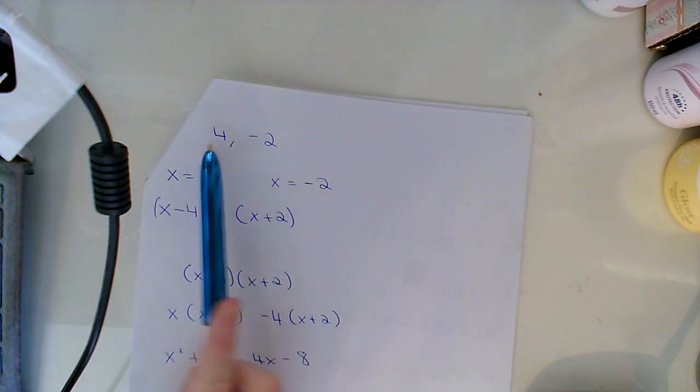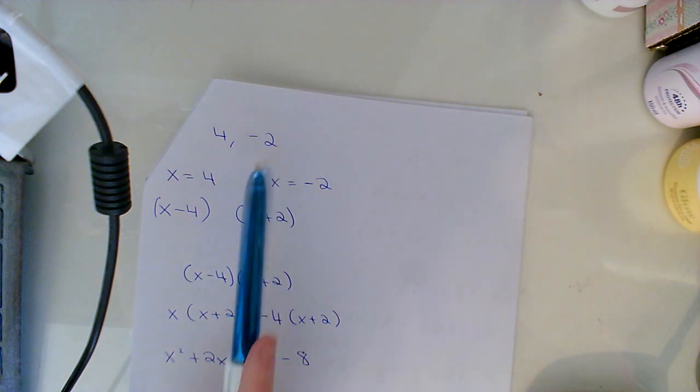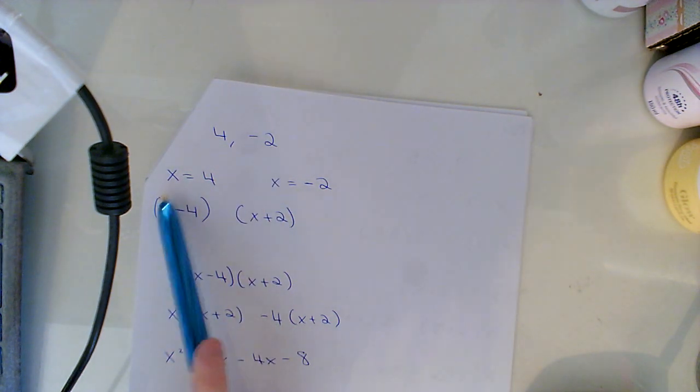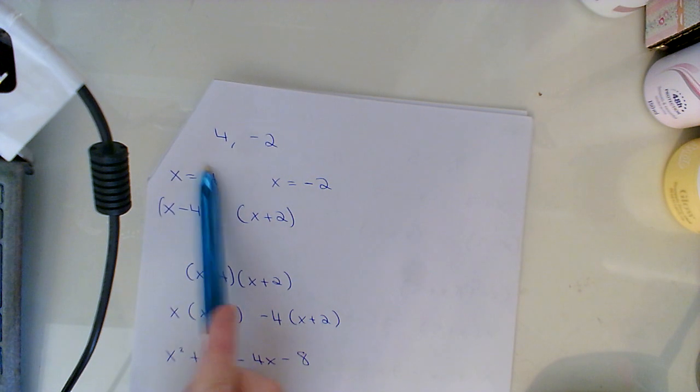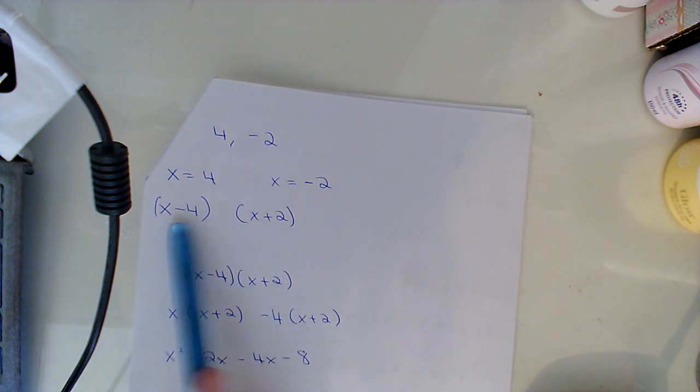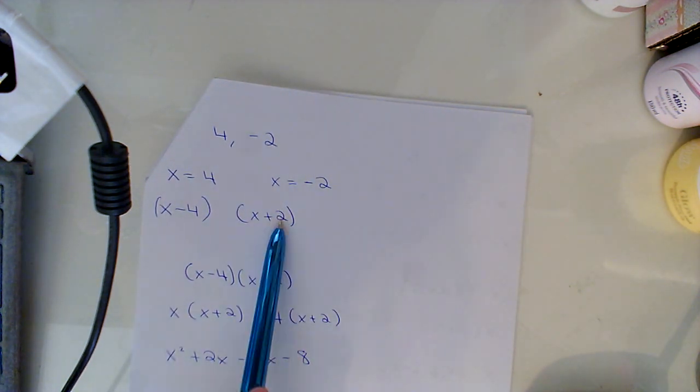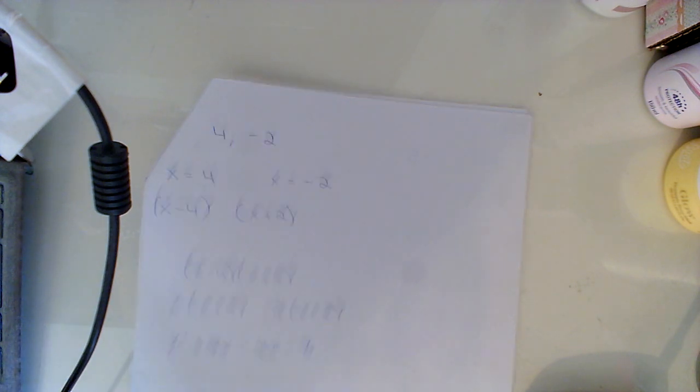Question 3 then, I have 4 and minus 2 as my roots. I get my roots, write them down, x equals 4, x is equal to minus 2. I get my factors by bringing this over the equal sign, so I have x minus 4, bring this over, becomes x plus 2. I put them side by side to be multiplied by one another.